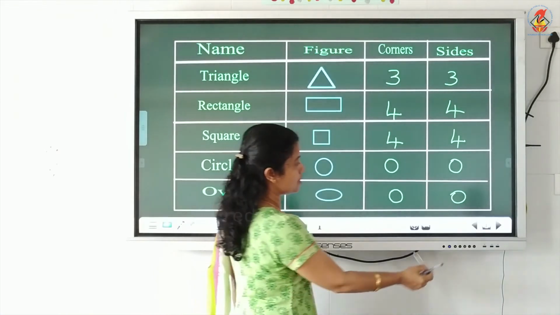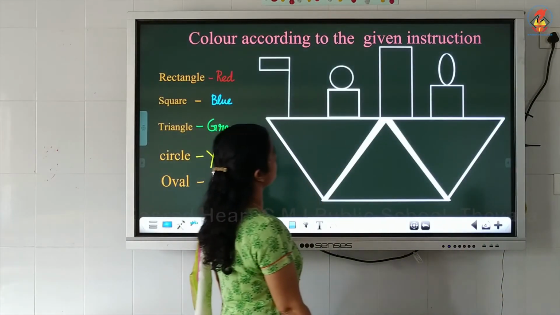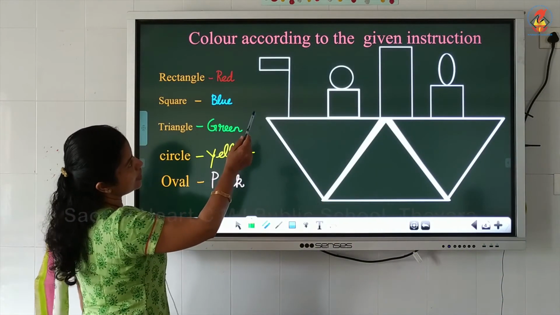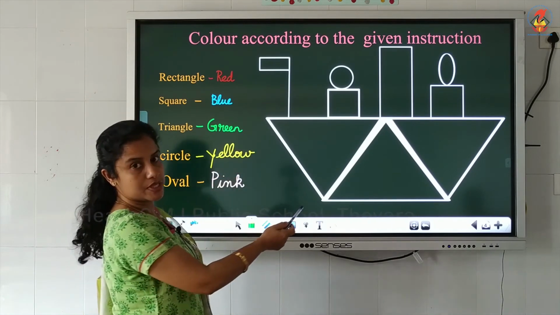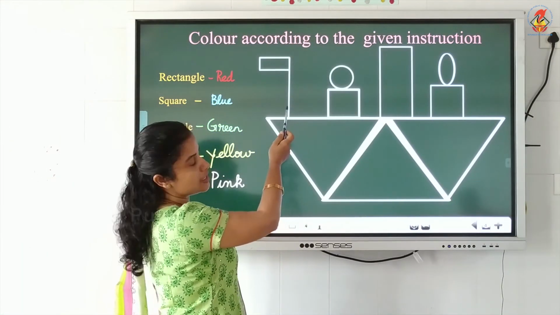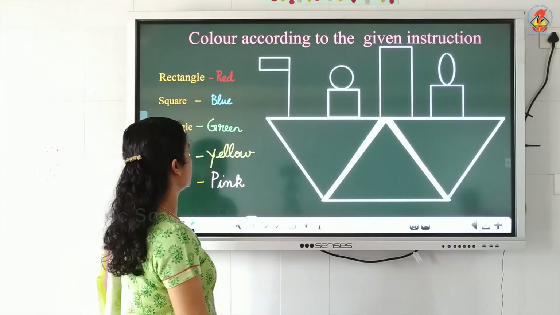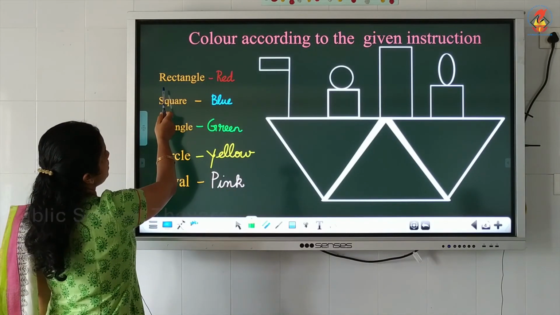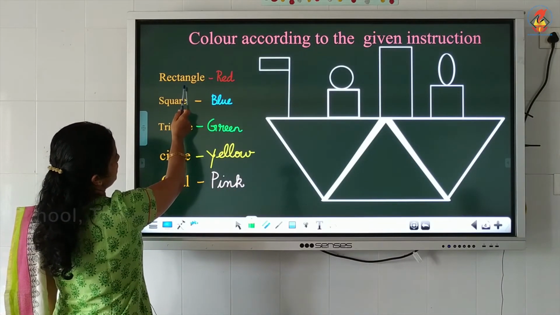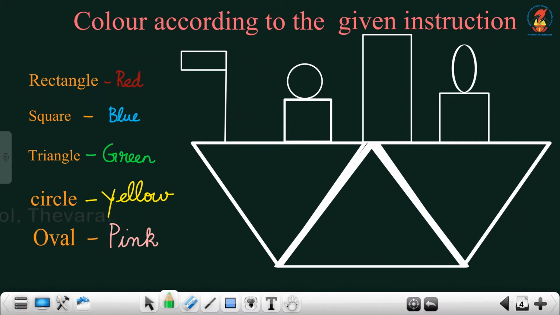Now, we will do an exercise. Color according to the given instruction. You can see a picture here. According to the given instruction, you have to color. Look here. What color? This is rectangle. For rectangle, you have to give red color. Square, you have to give blue color. Triangle, you have to give green color. Circle, you have to give yellow color. And oval, you have to give pink color.